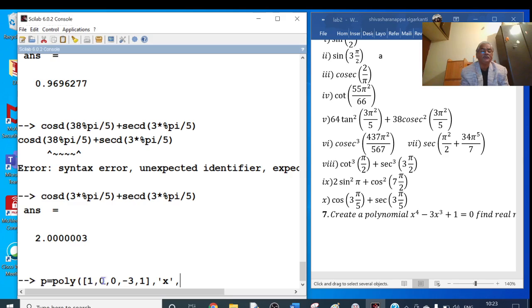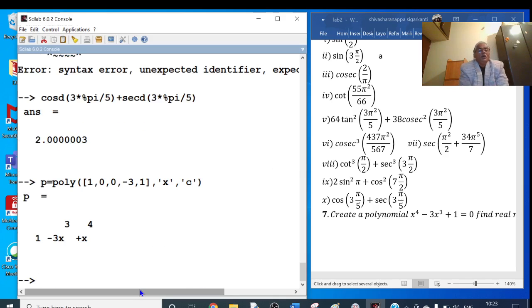This is constant, coefficient of x square, x cube, x raised to 4. For that, again open single quote. Within that, type as C. Close this single quote and close the bracket. This creates the polynomial. P becomes a polynomial in x whose coefficients are these. Just enter. Let me enter this. Yeah, I am getting 1 minus 3x cube plus x to the power of 4. Okay, so this polynomial is created.